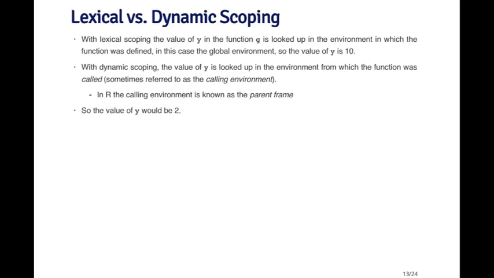So with lexical scoping, the value of y in the function g is looked up in the environment in which the function was defined, which in this case was the global environment, so the value of y in the g function is 10. So with dynamic scoping, the value of y is looked up in the environment from which the function was called, sometimes called the calling environment. In R, the calling environment is what's called the parent frame. In this case, in the calling environment, y was defined to be 2, and so the value of y would be 2. So calling the function f would produce different answers depending on whether you're using lexical scoping or dynamic scoping.